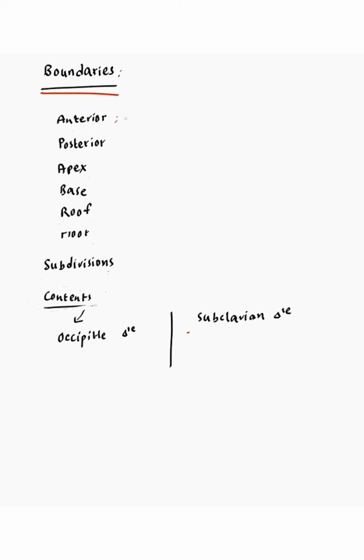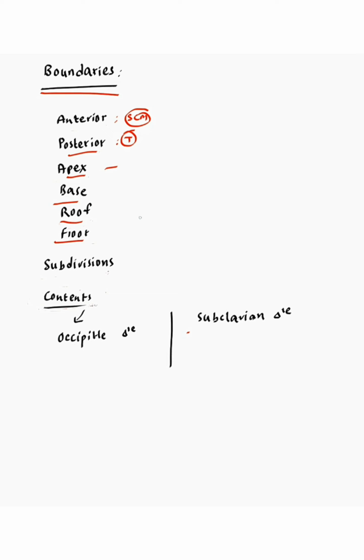Now let's revise posterior triangle of neck. Boundaries. Anterior boundary, posterior border of sternocleidomastoid. Posteriorly, anterior border of trapezius. Apex, meeting point of sternocleidomastoid and trapezius at superior nuchal line of occipital bone. Base, superior aspect of middle one-third of the clavicle. Roof, investing layer of deep cervical fascia.